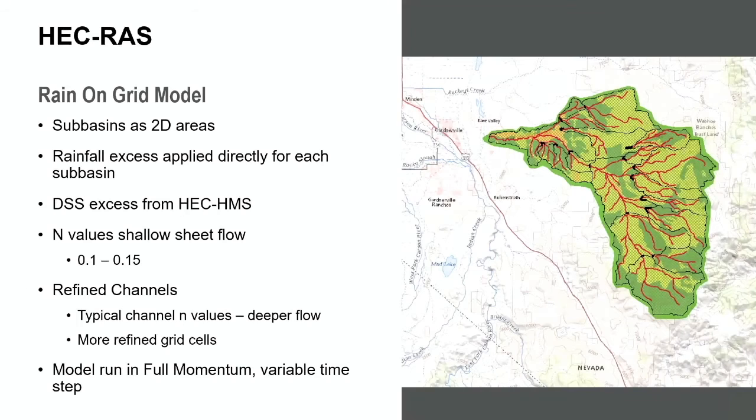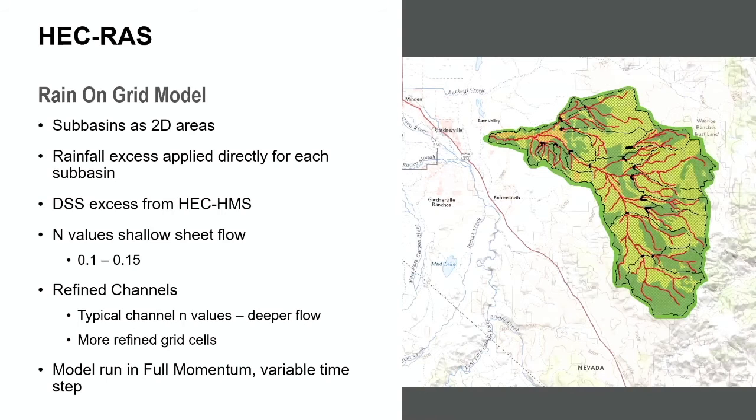So once we got our excess from the HMS model, we constructed a RAS model, and each subbasin was a 2D area, as you can see on the right. So the rainfall excess was applied directly for each subbasin. That was done through DSS. So the HMS model outputs a DSS file with a precipitation excess hydrograph. So we did use a little bit higher N values for shallow sheet flow. They range from 0.1 to 0.15 for the overland areas. And then the refined channels were typical N values because it's a deeper flow. You don't have that really shallow flow.